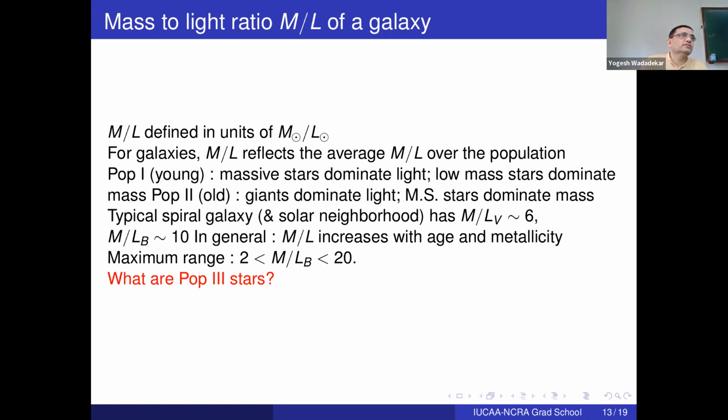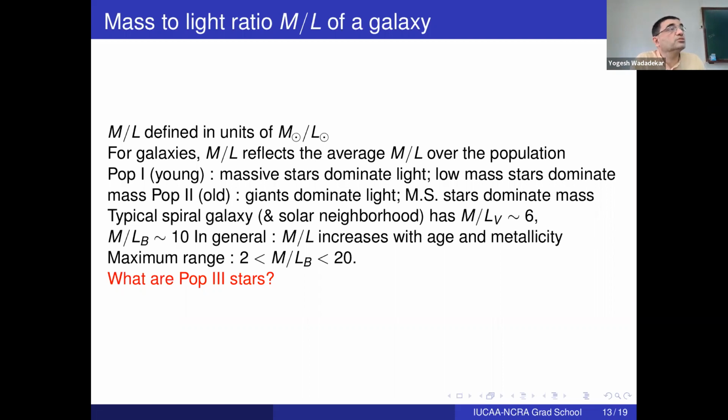But if you take the older population of stars, which we refer to as population 2 stars, at least the more massive stars in this population have all left the main sequence and have become giants. And in the giant phase, most stars become very luminous, not because their temperature goes up, but because their diameter increases drastically.